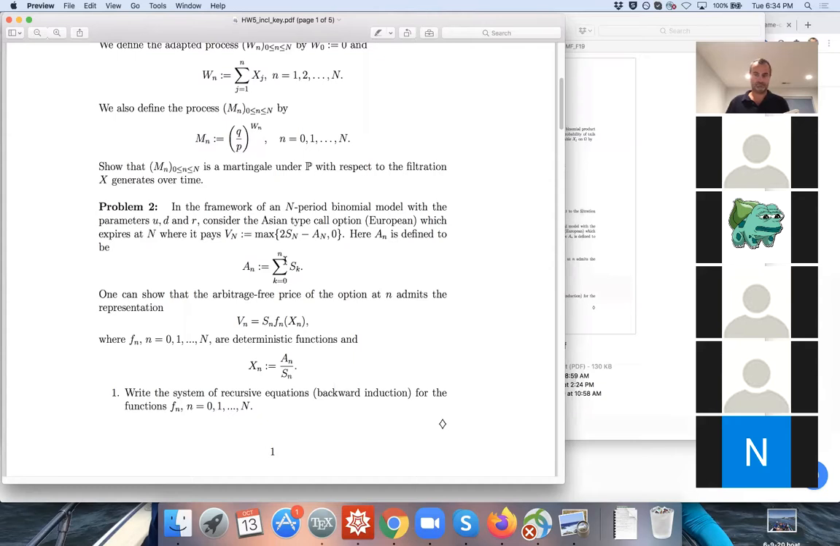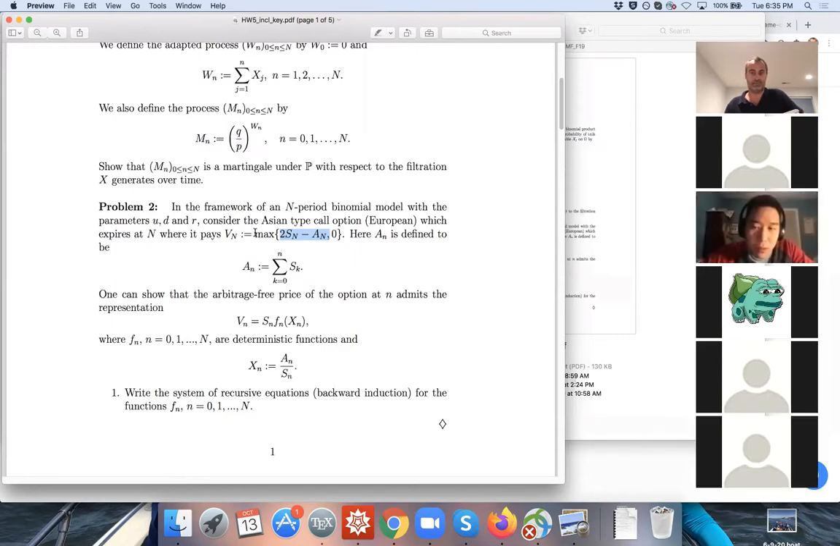Also, is this an Asian type call because of the average of the total stock? Yeah. When we talk about Asians, this is typically derivatives that depend upon averages, or in this case, it just depends on the accumulative. But of course, you could divide in this expression by capital N if you so desired. Then it would depend upon the average stock price, right?